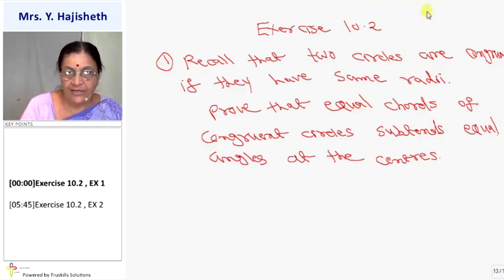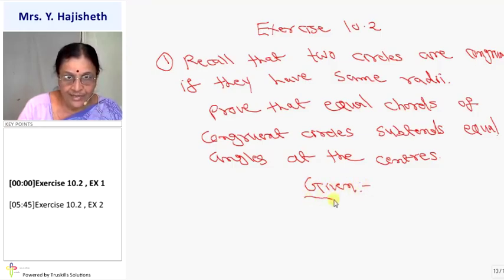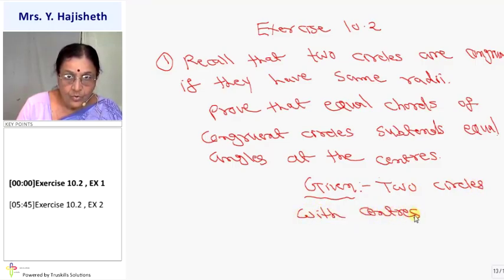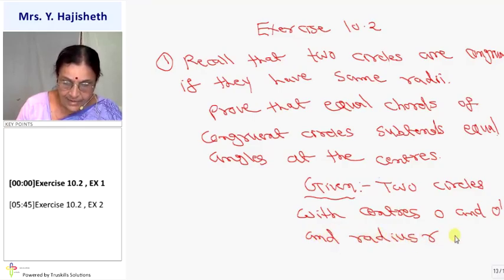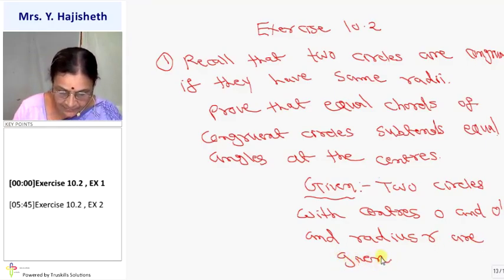See, first I will write here what is given. Given data लिख देते हैं, figure next page पर बनाते हैं, क्योंकि proof हम next page पे लिखने वाले हैं. Given में two circles with center O and O' and radius R are given, okay?